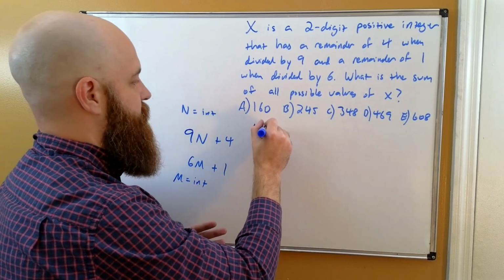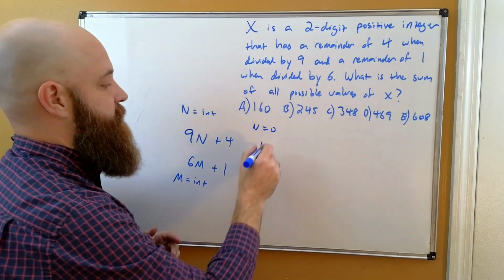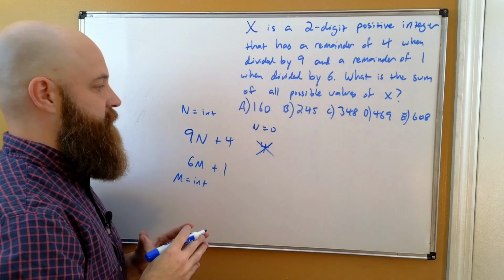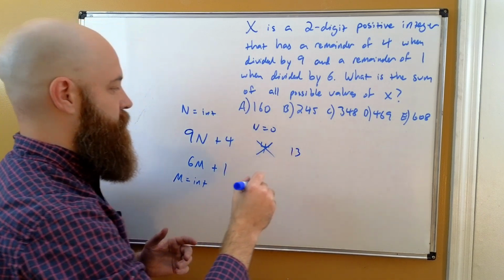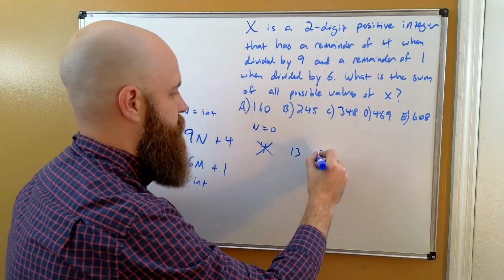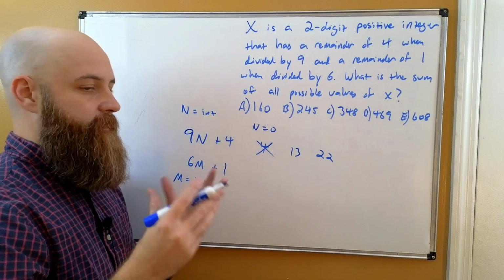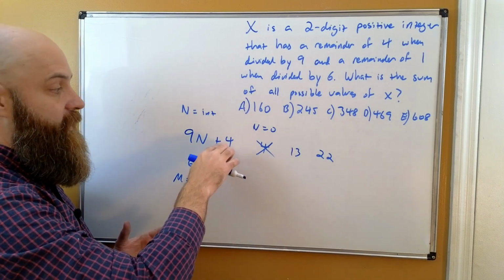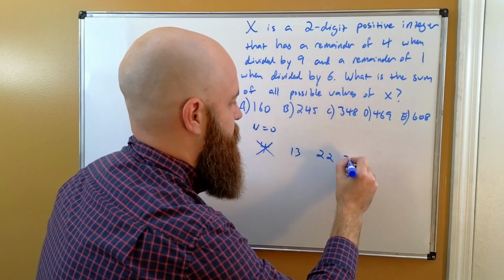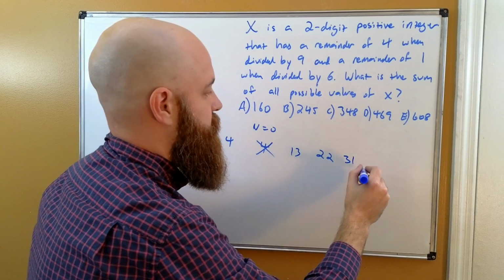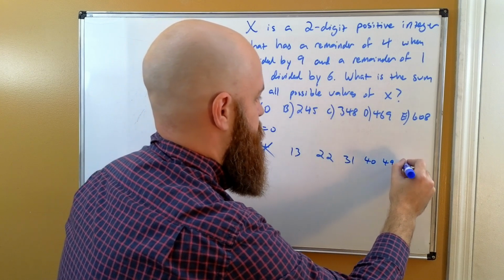Well, if n is equal to 0, then 9 times 0 plus 4 would yield 4. Oh, but that's not a two-digit positive integer, so that's out. If n equals 1, I get 9 plus 4, 13. If n equals 2, I get 18 plus 4, 22. Now, speaking of patterns, I'm noticing these are both separated by 9. That makes sense. I have a starting point of 4, and I just keep adding multiples of 9 to it. So I'll save myself a little work and just keep adding 9s. 22 plus 9 is 31, then 40, then 49, then 58.